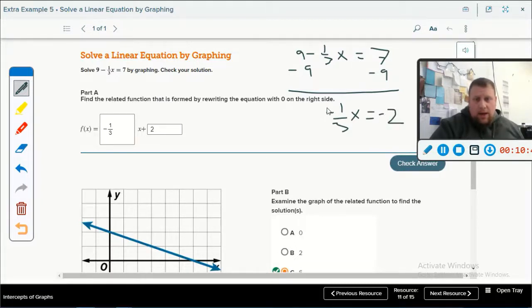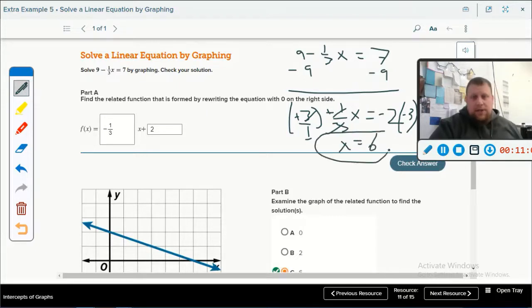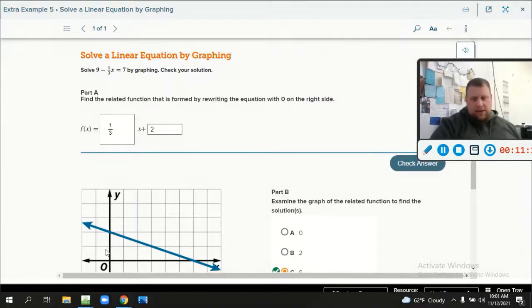And then how do I get rid of negative 1/3? Multiply by negative 3 over 1. Those cancel out. Negative negative makes a positive, but I got to multiply this side. It's negative 3 times negative 2. I get that x equals positive 6. Look, that's confirmation of our graph. Boom. All right. Go ahead and pause this if you need to. We're going to move on to our next.